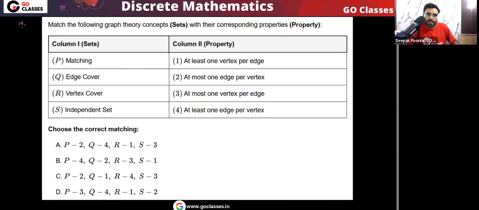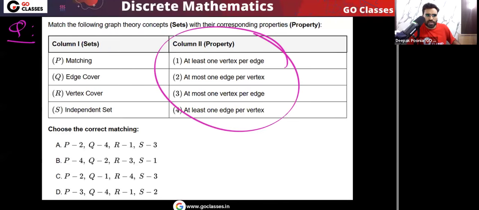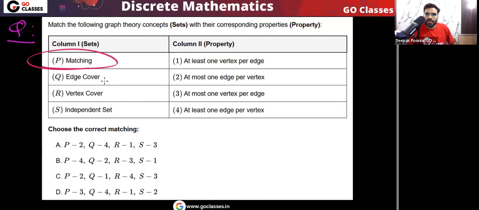Tell me the answer for this question. This is what I was talking about just now. I told you that in one column you have these concepts and in another column you have these properties. Then the question can ask you to match the columns. So what will be the answer here? Notice one thing, look at matching. Matching, this is an edges concept, right? You already know that this is an edges concept. This is a set of edges which are pairwise non-adjacent. So this is an edges concept.